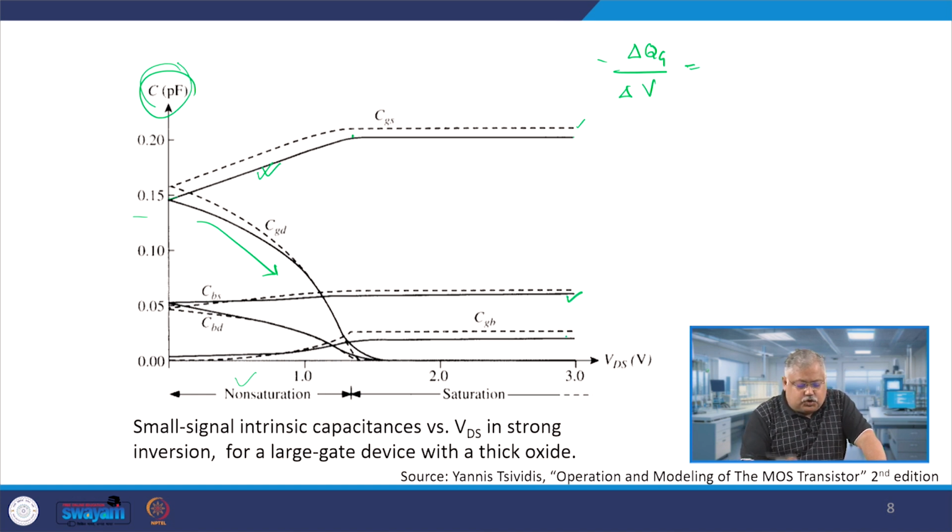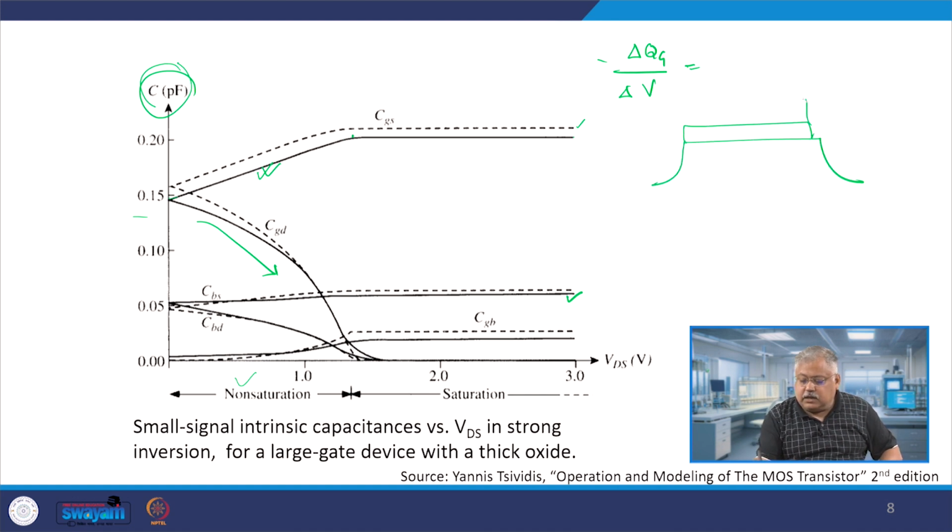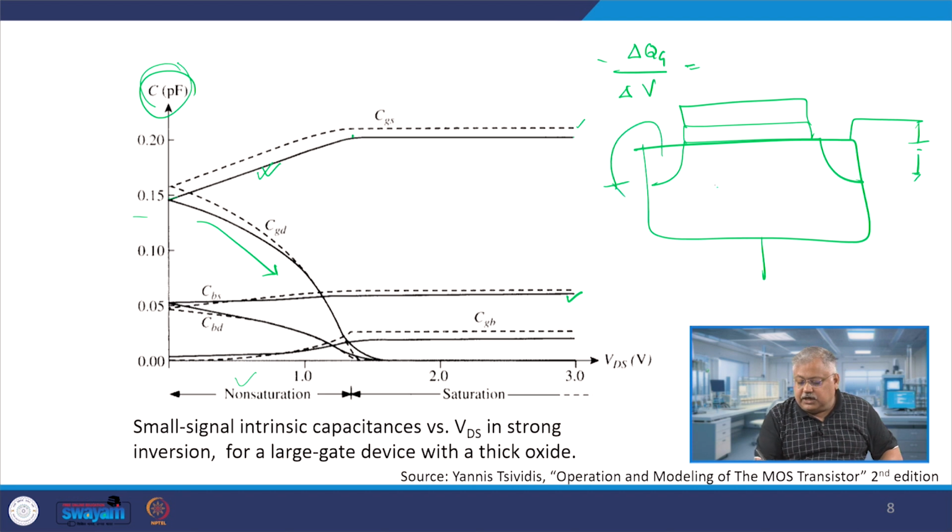CBS and CBD do not vary too much with the drain voltage. CBS is basically body to source, right. Please understand, if you look very carefully, it is something like this. This is the drain voltage which I am giving, and this is my body voltage, this is the body. So body to source is between these two. If you vary this on this side, this does not get too much affected, and that is the reason you see your CBS is almost constant across non-saturated as well as saturated conditions, right.